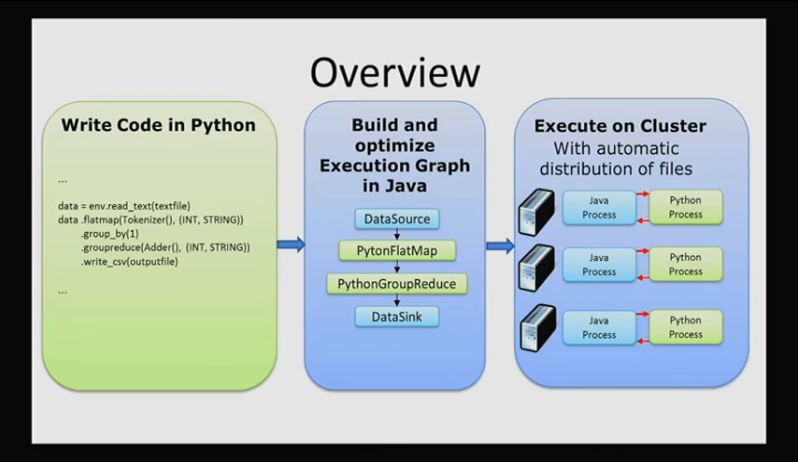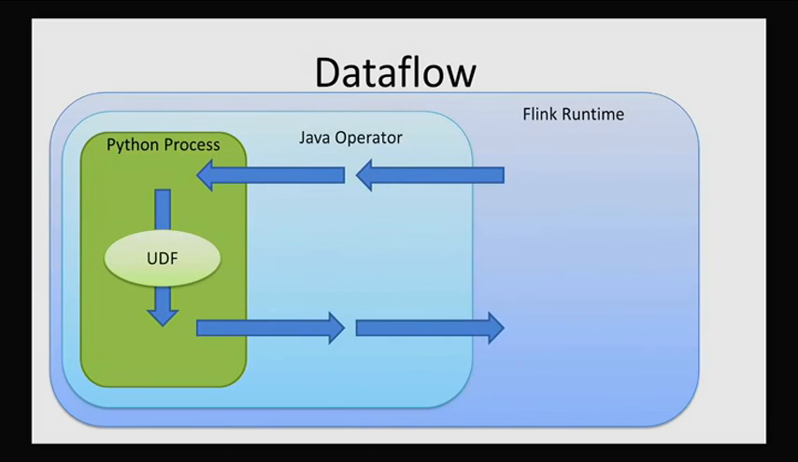So in the Flink runtime that encompasses everything, you have a Java operator, since the plan is written in Java internally. You need some encapsulating object for the whole Python operation. So when the operator is started, opened, or created, it starts a Python process, deserializes the object we passed in the plan, so the tokenizer object in our case, for example, and then pipes the data through the user-defined function.